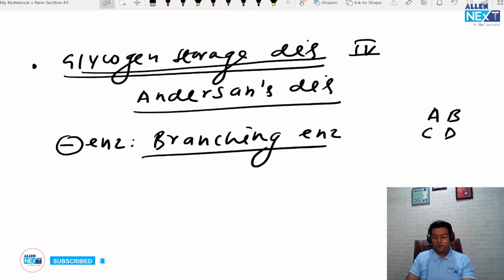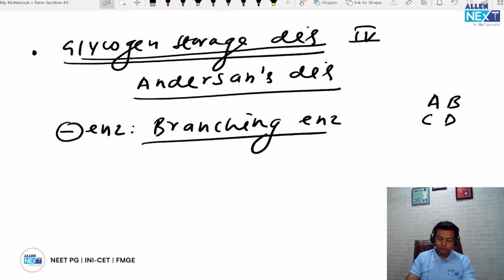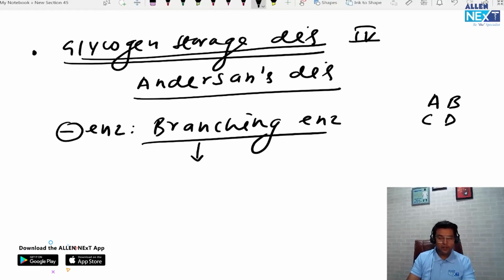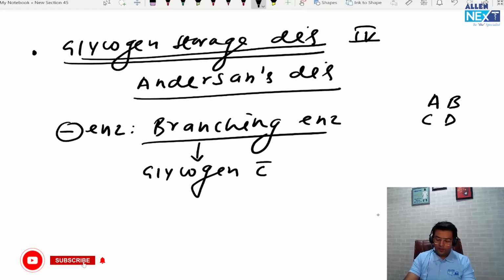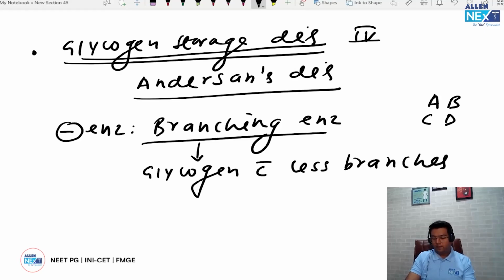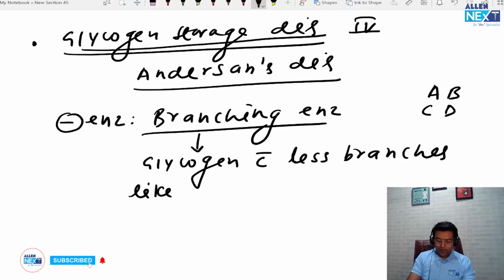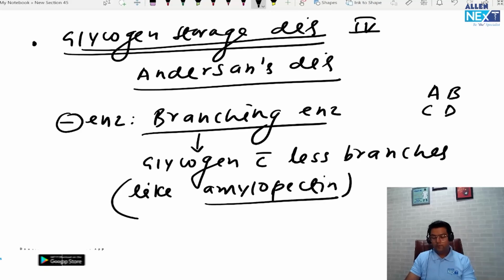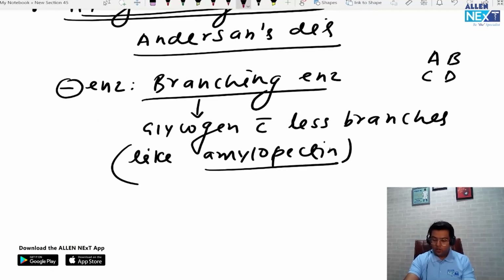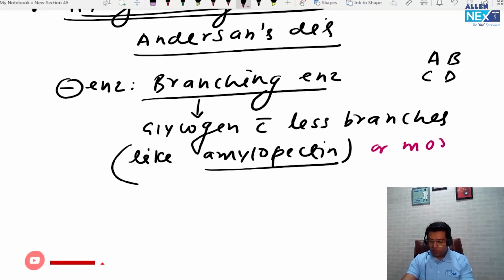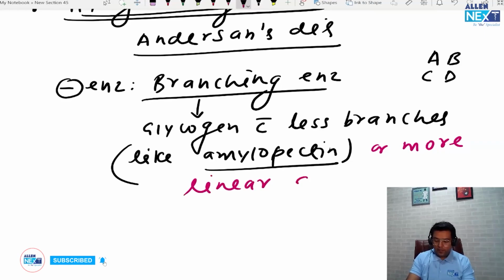अब देखो इस केस में क्या होता है, व्हेनेवर देयर इज अ ब्रांचिंग एंजाइम डेफिशिएंट तो क्या होगा. तो अगर ब्रांचिंग एंजाइम डेफिशिएंट है तो ग्लाइकोजन तो बनेगा, बट विथ less branches. Okay, glycogen with less branches. Fine. So in brackets we can write amylopectin. Okay, so like the amylopectin. So glycogen with less branches, or more linear glycogen, is formed.